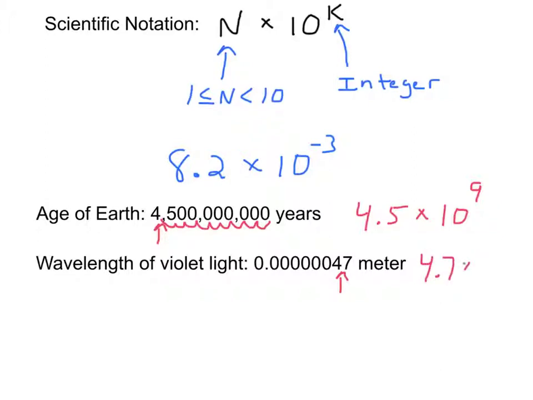So it's going to be 4.7 times 10 to the, now this time the power will be negative since it's a really small number, and we have to count back to where the decimal point is right now, how many spaces from where it's going to go to where it is. So 1, 2, 3, 4, 5, 6, 7. So it'll be the negative 7th power.